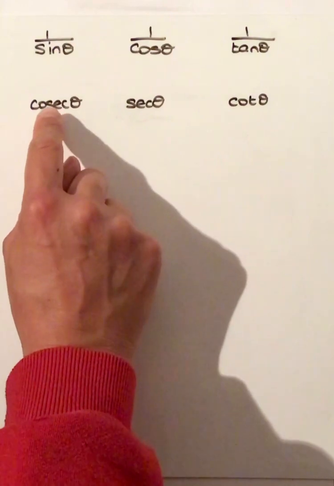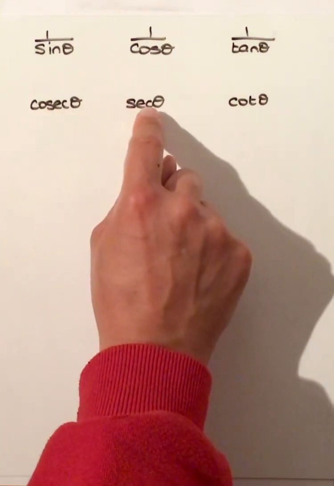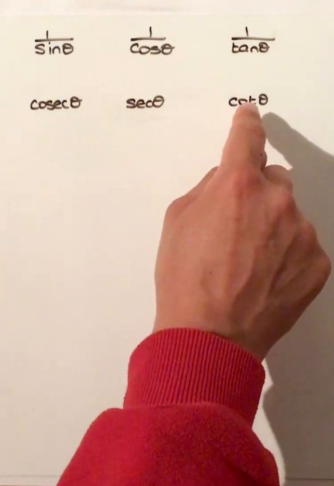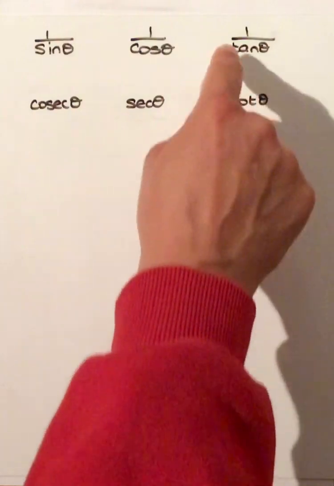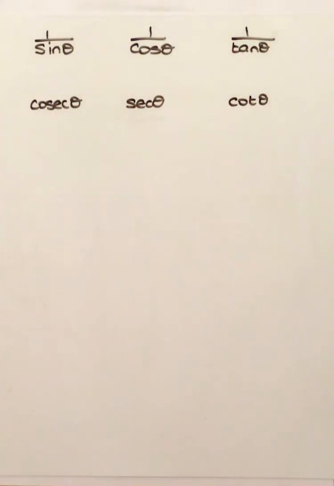1 over sine theta is cosec theta, and S is the third letter of cosec. C is the third letter of sec, so that's 1 over cos theta, and T is the third letter of cot, so that's 1 over tan theta. So the third letter of these reciprocal trig functions tells you which function they are the reciprocal of.